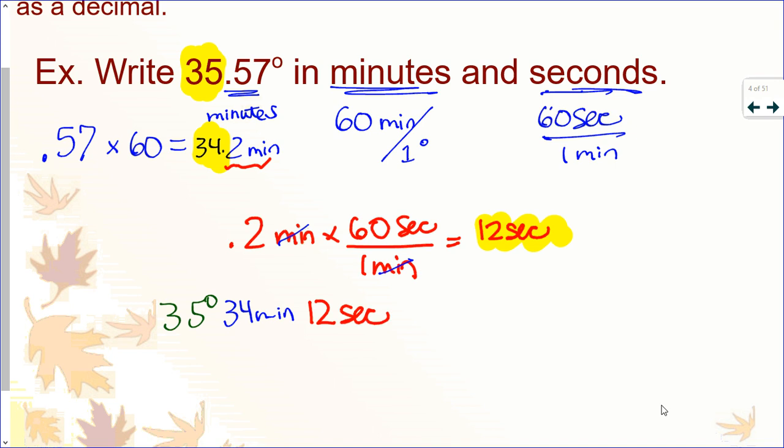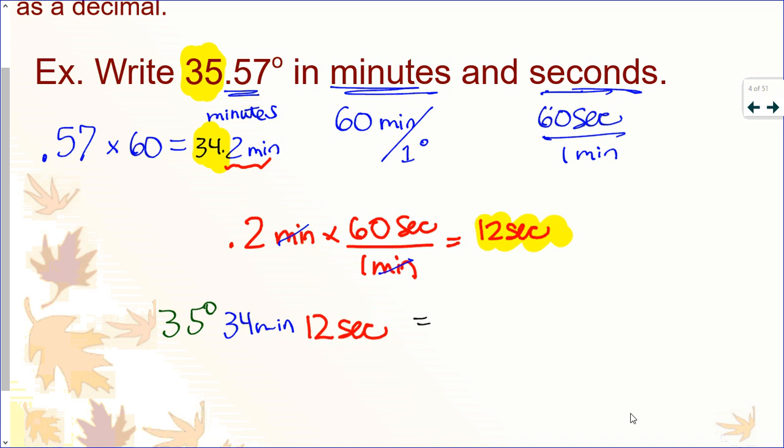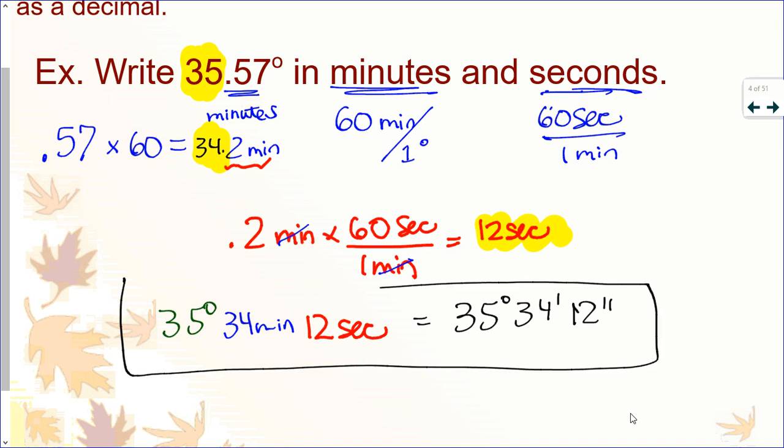Now, instead of having to write the minutes and seconds out each and every time, they use a little shortcut. So they say 35 degrees, 34 minutes, and minutes just gets a little tick mark, kind of like we measure feet and inches, and 12 seconds, and seconds gets 2 tick marks. So that's just the fast way to write it. 35 degrees, which is what we had initially, 34 minutes, which is our whole number for minutes, and then 12 seconds.